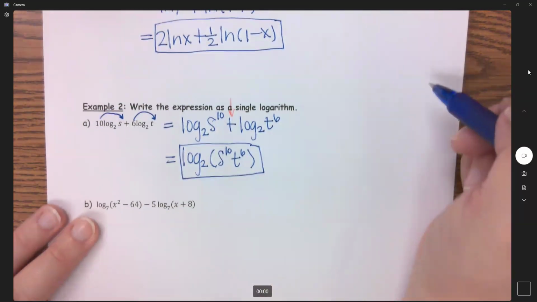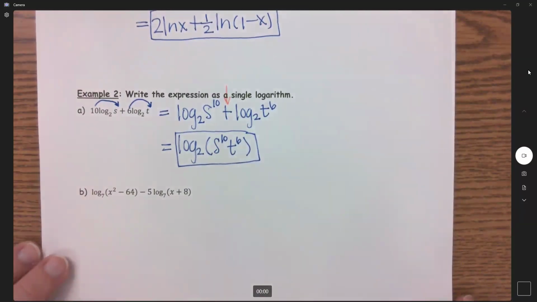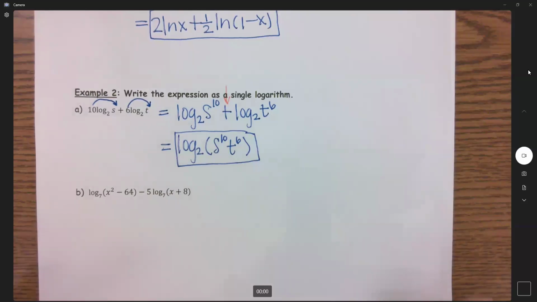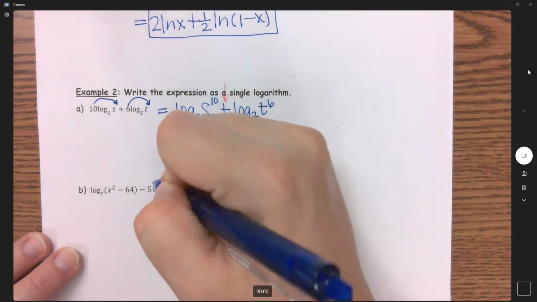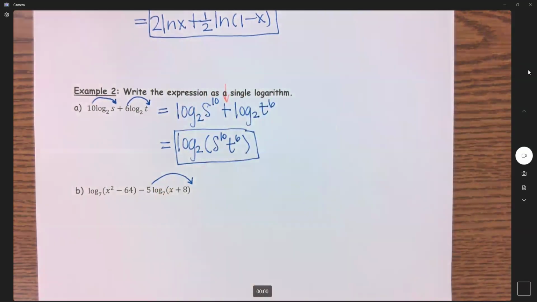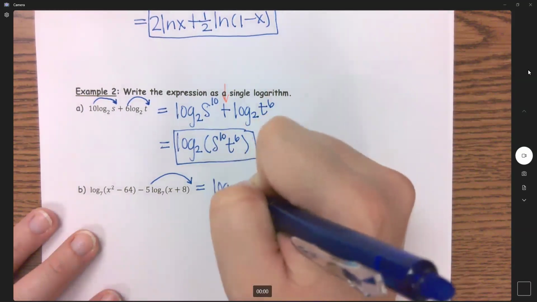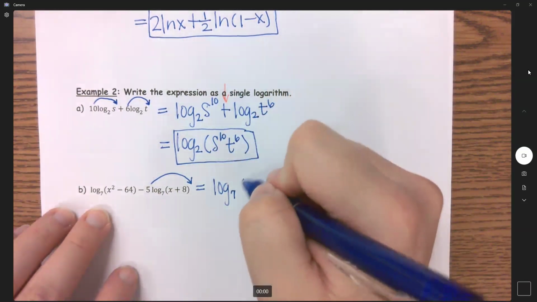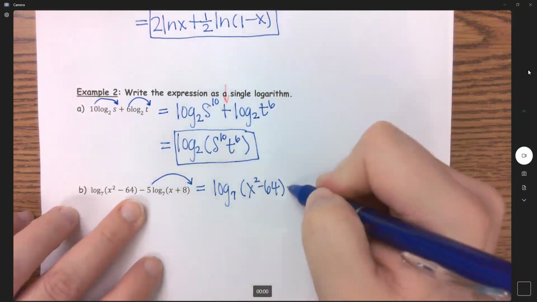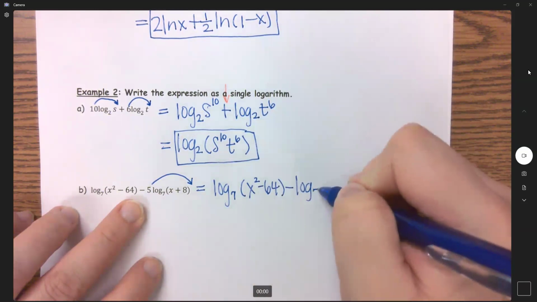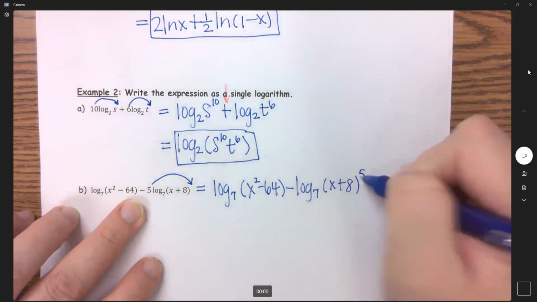Same thing on this one. The first thing I'm doing is moving any factors as an exponent. This one doesn't have a factor, but this one does. So I'm going to move this 5 up here. So we get log base 7 of x squared minus 64 minus log base 7 of x plus 8 to the 5th power.